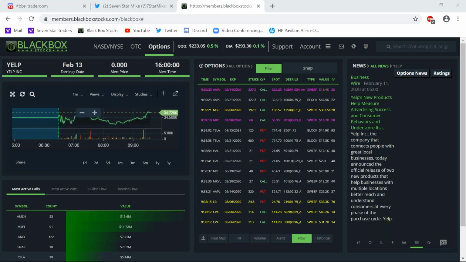So they want to own Yelp stock, but they don't want to pay $34.72 times however many shares they want. So they're going to buy the contracts right now. Let's say they want 300 shares. They're going to buy three contracts, which represents 300 shares. Instead of paying $34.72 times 300, let's say they pay $1,000 for the contracts versus $10,000 for the stock. So when it's that far in the money, sometimes that's a stock replacement.